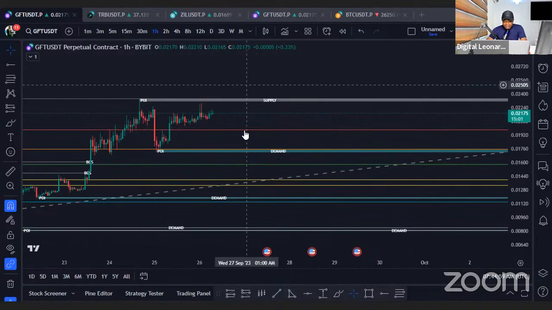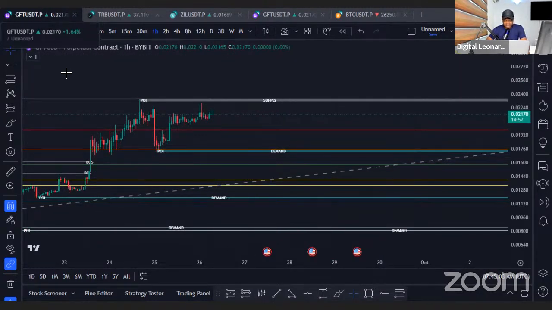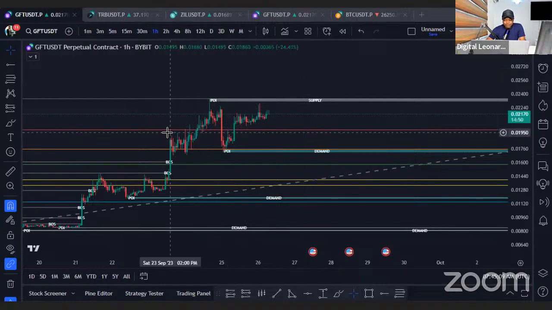All right. So for GFT, I'll equally pay attention to this because these are not tokens you set limit orders. One candle will just take up all the orders, hit your stop losses, get you liquidated, and still come back down. So these are some of the tokens that I just pay attention to and manually take trades.